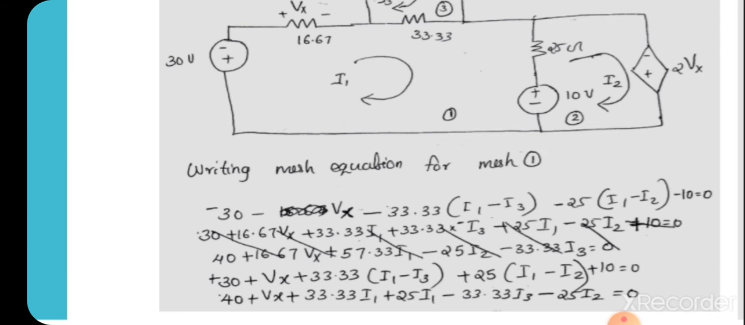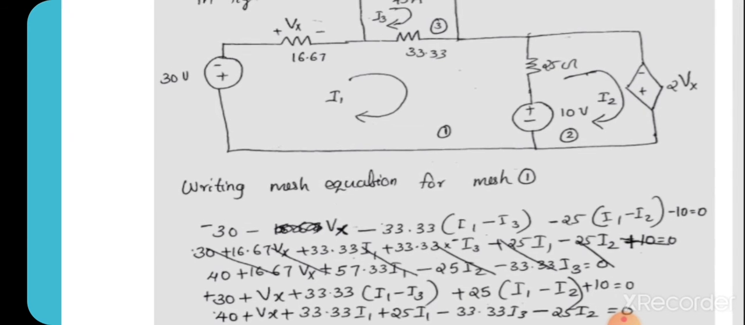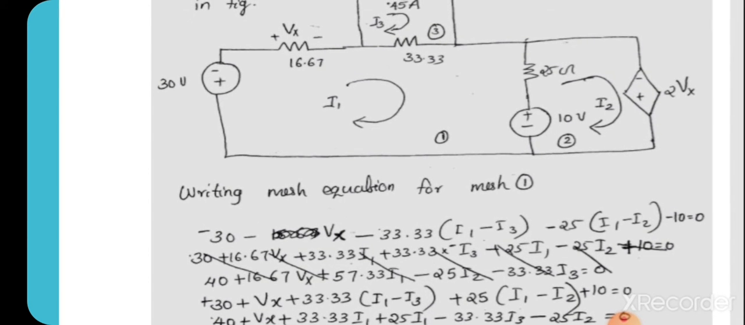So you can write the equation, starting from the voltage source 30 volt. So it will be minus 30, right? You are going from positive to negative terminal, so it is a negative 30 volt, minus 30 volt, and again minus Vx, because current flows from higher potential to lower potential, so minus Vx. Next resistor is 33.33, so the voltage drop across 33.33 is minus 33.33 I1.